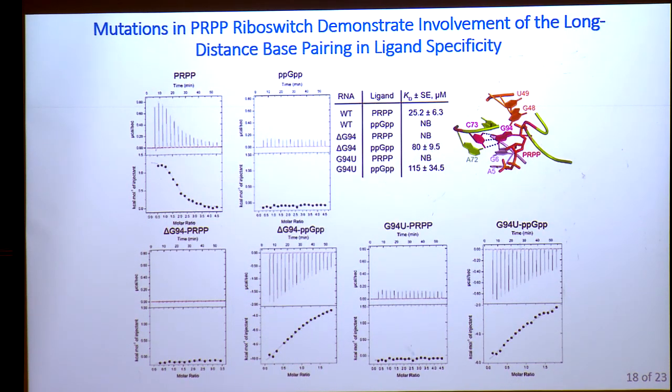However, when I tried to bind this riboswitch with PPGPP, I could see that there was binding, meaning that the nucleobase of the PPGPP ligand was replacing the conserved nucleotide and restoring the stability effect that is needed for the folding of the RNA.